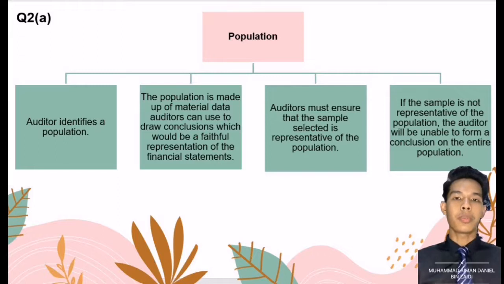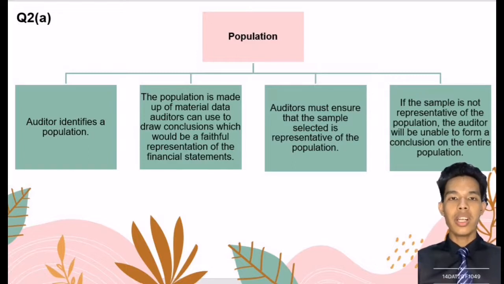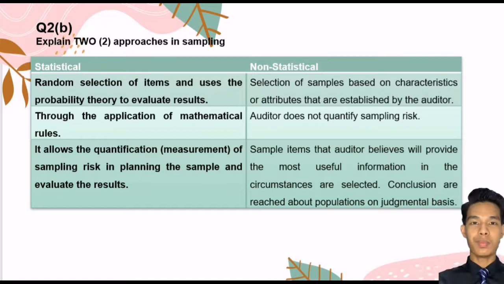The population consists of the material data the auditor can use to draw conclusions that will be a fair representation of the financial statement. The auditor must ensure that the sample selected is representative of the population. If the sample is not representative of the population, the auditor will not be able to draw the conclusion on the entire population. Next, I will explain about the two approaches in sampling.